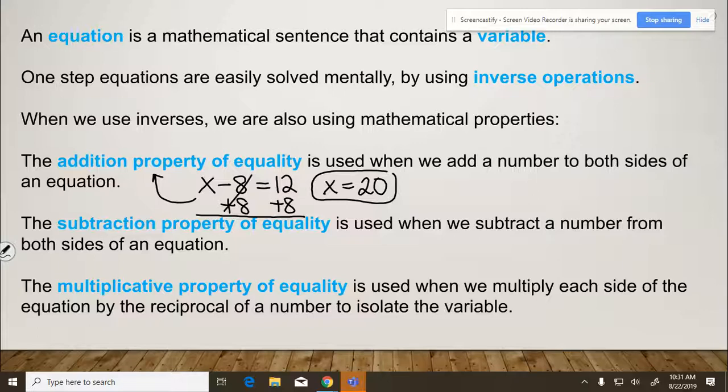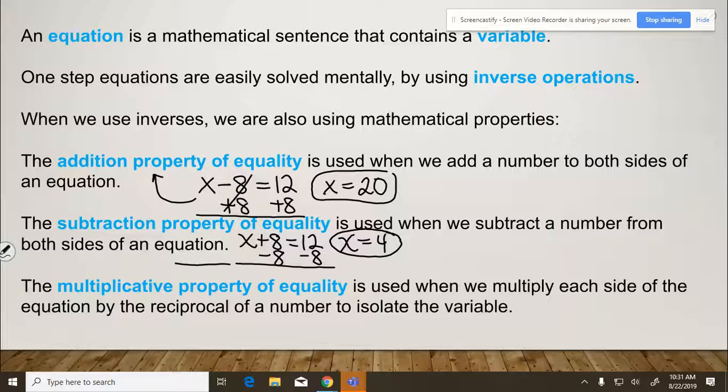The next would be the subtraction property of equality. That's used when we subtract a number from both sides of an equation. So if my equation instead was x plus 8 equals 12, to balance the equation, I need to subtract 8 from both sides of the equal sign, resulting in x equals 4 as the solution. And here, because I subtracted to balance the equation to keep both sides equivalent, I'm using the subtraction property of equality.